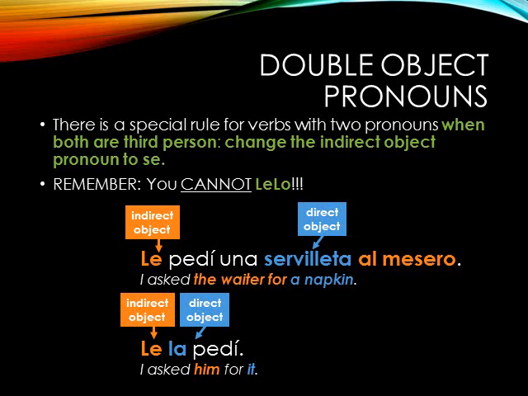Now, Spanish-speaking people do not like when two L's are next to each other. For whatever reason, I have no idea, they just don't like it. So, you are actually going to change the le to se. So it becomes se la pedí. You will change this le to se only if you have a lo, la, los, or las in the direct object pronoun slot.